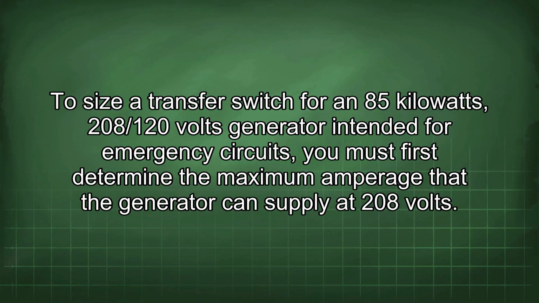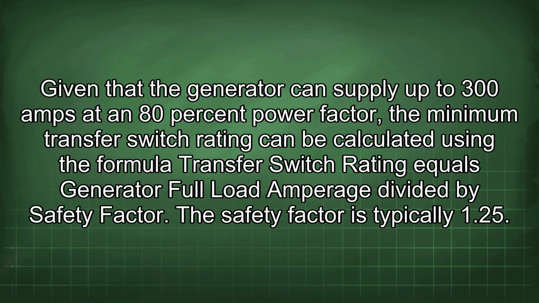To size a transfer switch for an 85 kilowatt, 208/120 volt generator intended for emergency circuits, you must first determine the maximum amperage that the generator can supply at 208 volts. Given that the generator can supply up to 300 amps at an 80% power factor, the minimum transfer switch rating can be calculated using the formula: transfer switch rating equals generator full load amperage divided by safety factor.